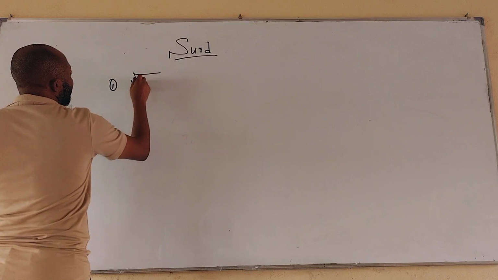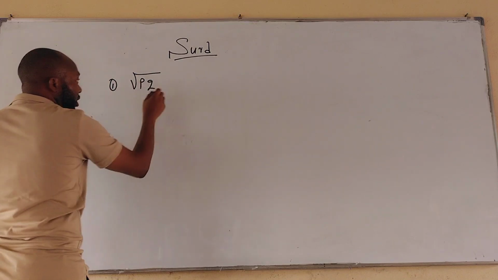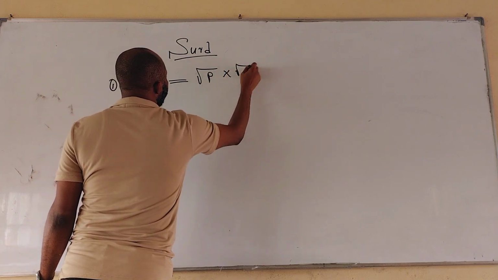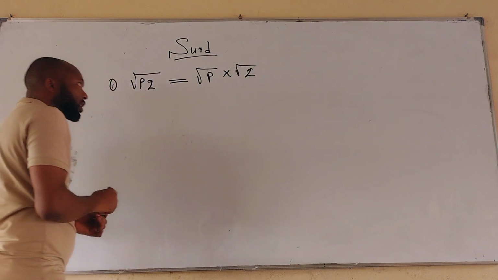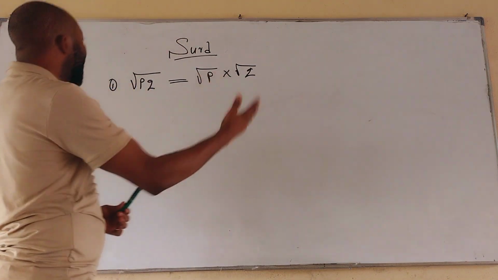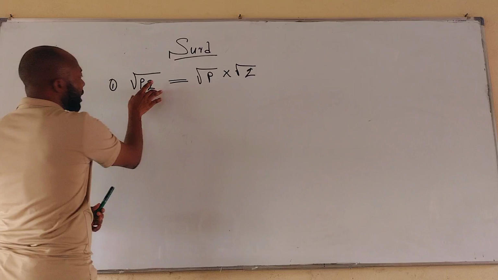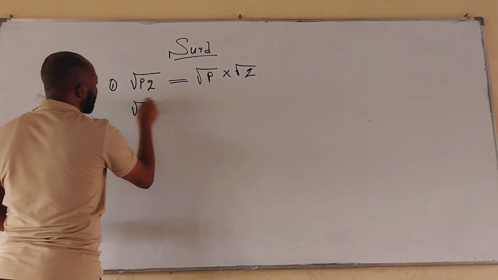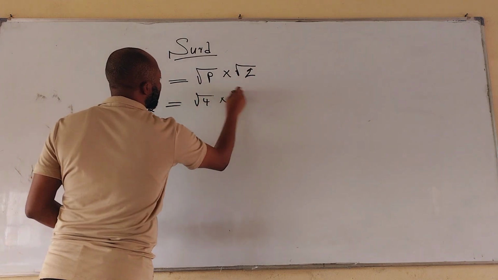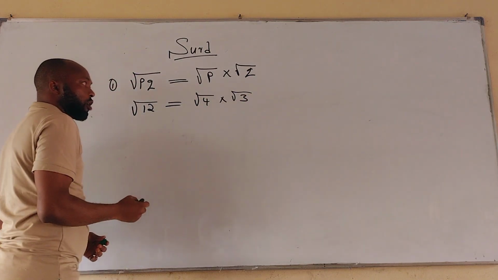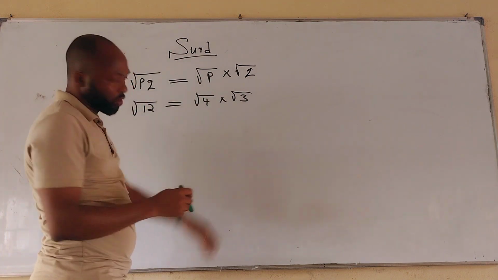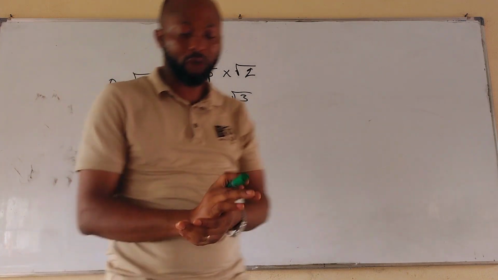The root of PQ can also be expressed as the root of P times the root of Q. So this is our first example, which means that if I have a value like 12, for example, root 12 can give me root 4 times root 3, or vice versa. Okay, so this goes together, so you don't forget that, it's important.